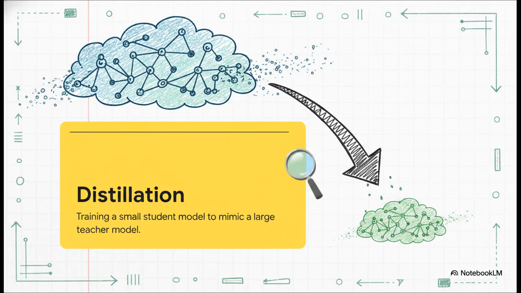And finally, what if you need a tiny, super efficient model that still hits way above its weight class? That's where distillation comes in. This is basically training a small student model to directly mimic the outputs and capabilities of a massive, state-of-the-art teacher model. Honestly, it's exactly how all those incredibly fast, lightweight models running on our devices today are actually made.